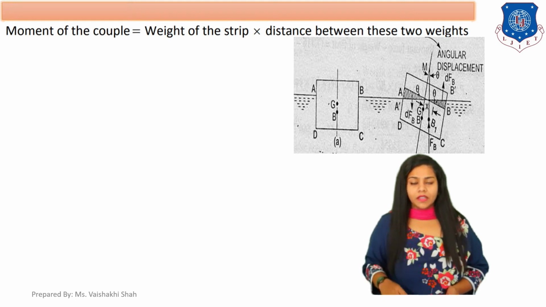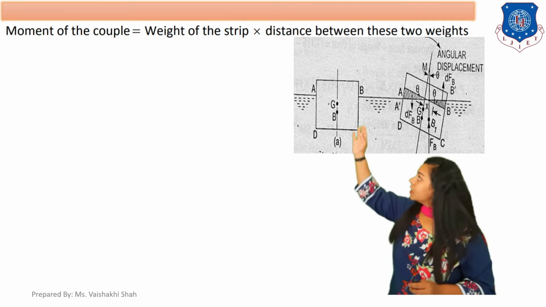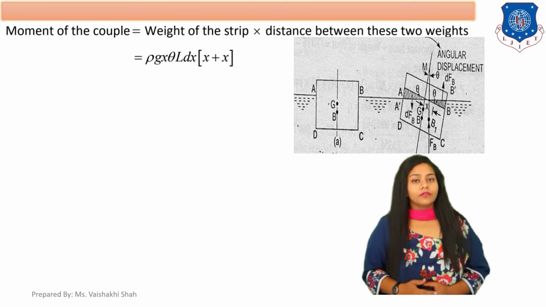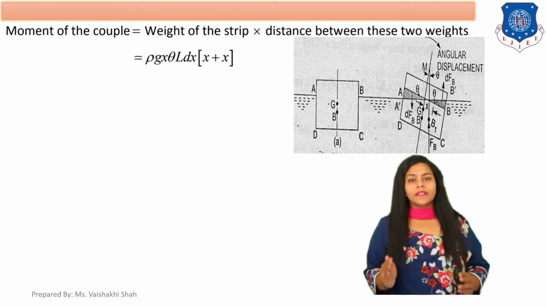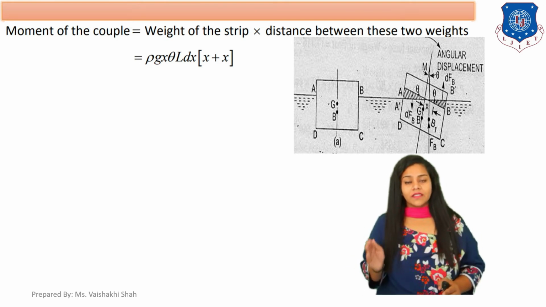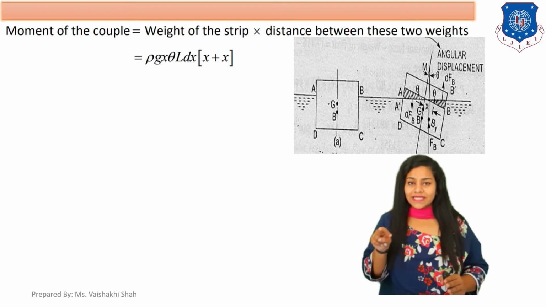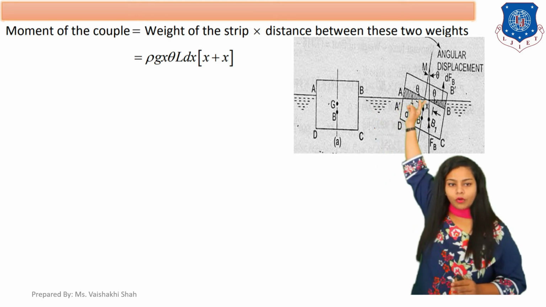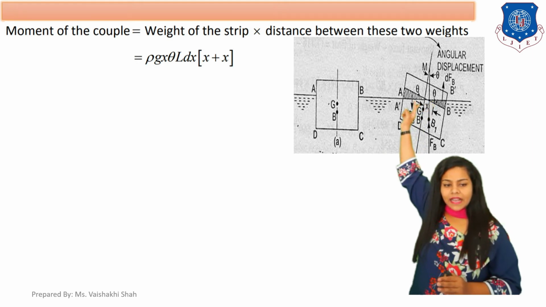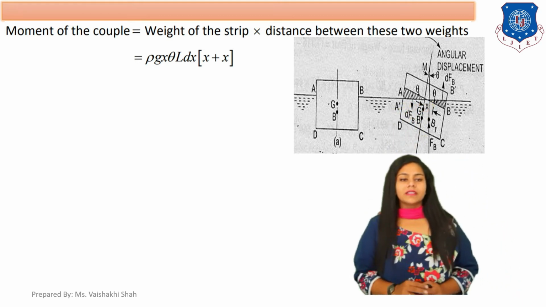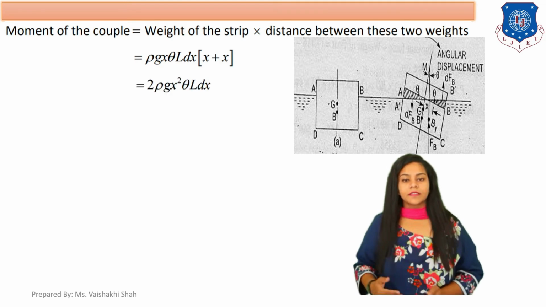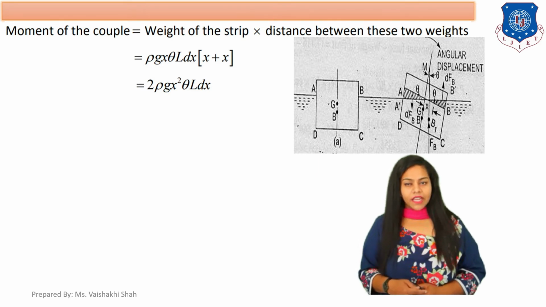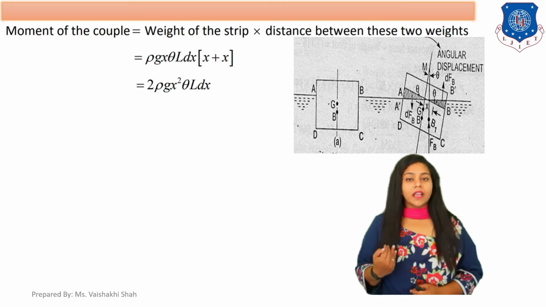The equation for the moment of the couple is the weight of the strip into the distance between these two weights. We know the weight of the strip is rho g x theta L dx. Now the distance between these two is x plus x, since from point O the distance here is x and the distance here is also x. So your equation becomes 2 rho g x square theta L dx. Now this is the moment of the couple.